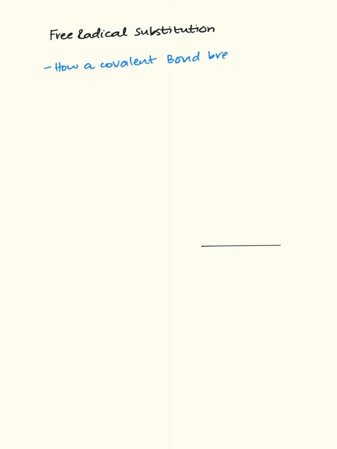Okay, now let's do a reaction which is called free radical substitution, which is just limited to alkanes. Before we get to this, let's see how a covalent bond can break. A covalent bond can break in two ways. It can break either homolytically, which is called homolytic fission, or heterolytically, which is called heterolytic fission. Fission means breaking of a bond.